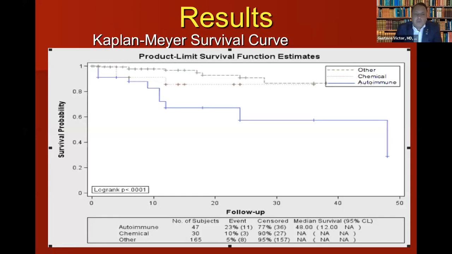So here you can see the survival curve for this kind of diagnosis. You can see here the autoimmune patient is the blue one, it's the worst scenario. You can see here the follow-up in months, 50 months, and the problem in the results in this kind of patient. And behind them are the chemical patients and other patients. Usually here is the most, the failed corneal transplant.